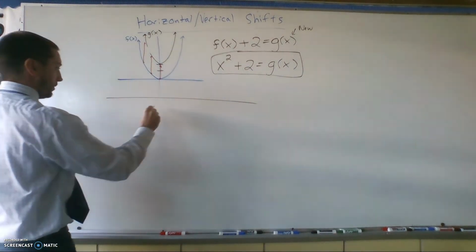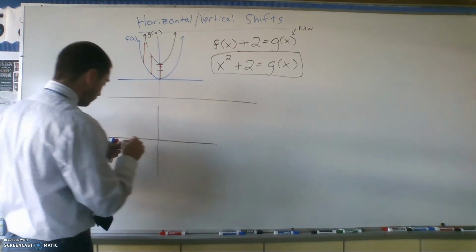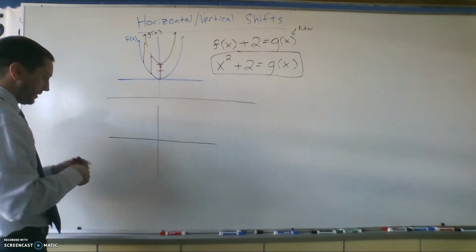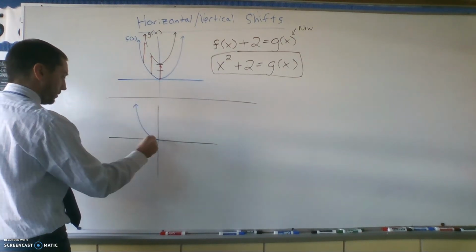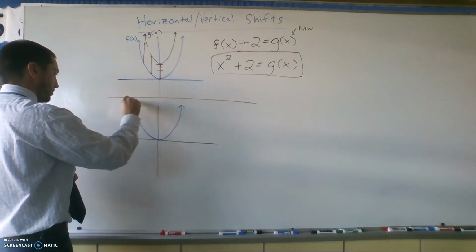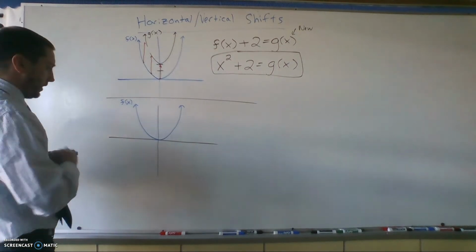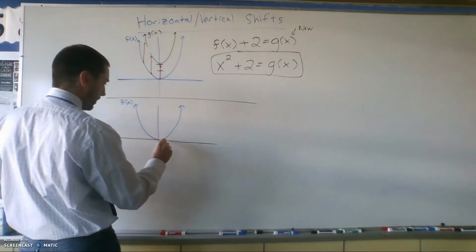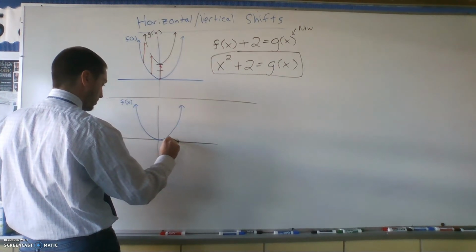All right, so let's talk about horizontal shifts. So I'm going to start with another example here. So I'll try to keep my colors consistent. So let's stick with our parent function x squared. So f of x is x squared. That's our parent function still. And now this time I'm going to shift it horizontally. Let's go to the right 2 units.